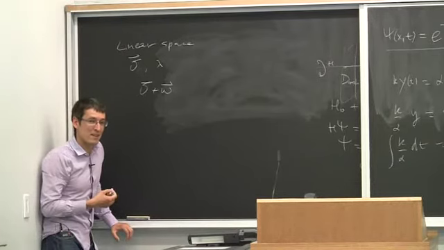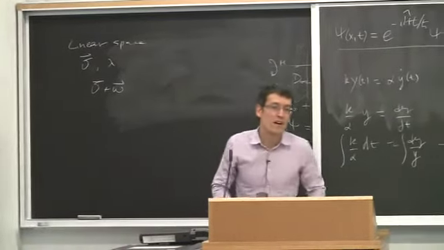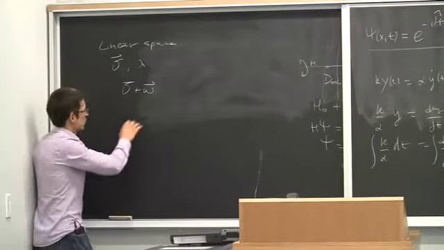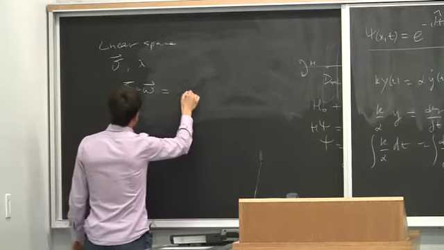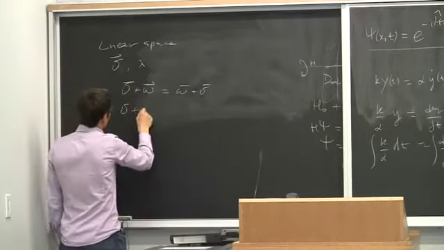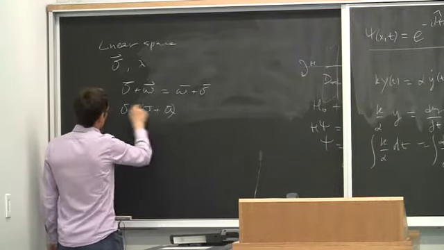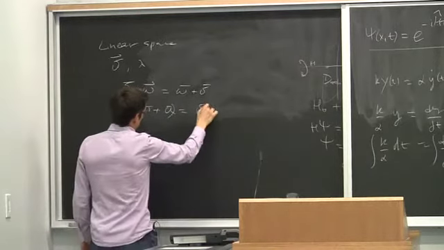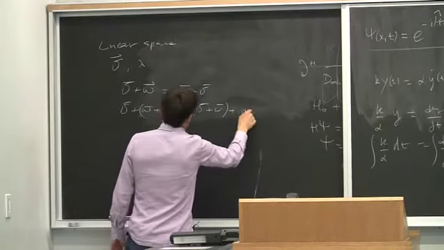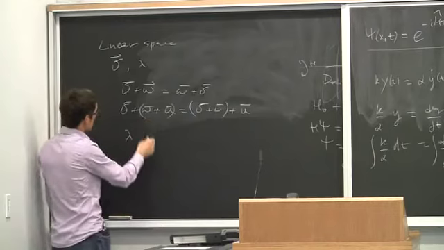Okay. Could you speak up, please? It's commutative, and it's also associative. So this is the same as this. Also, we have a multiplication by a constant.